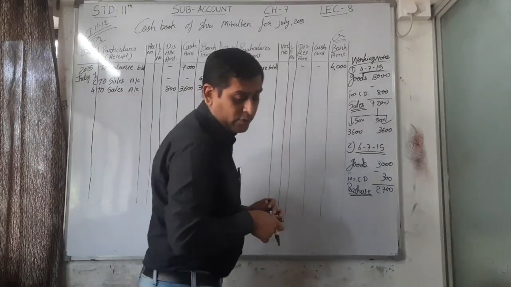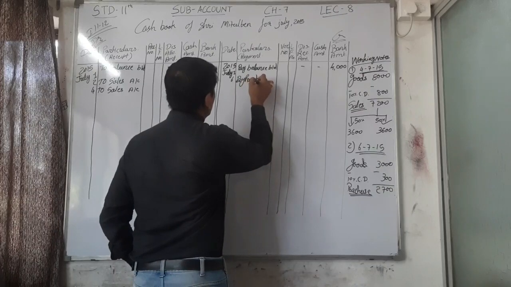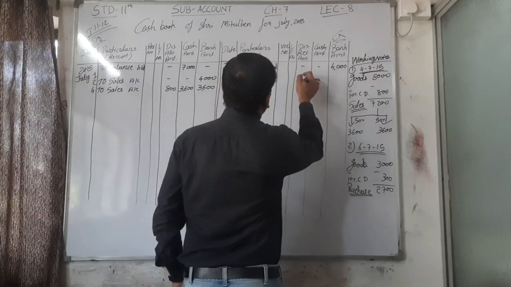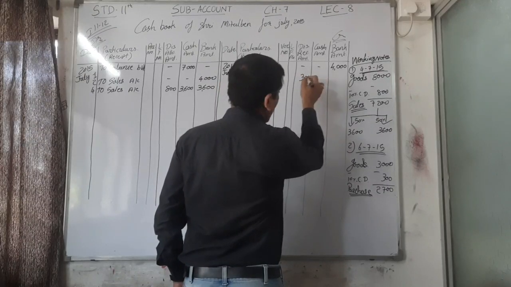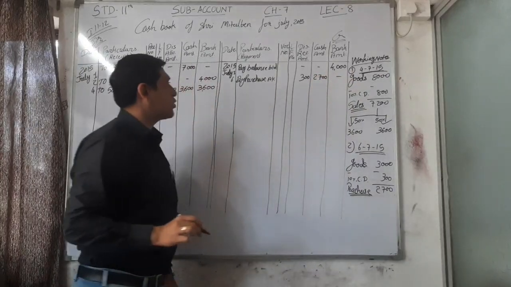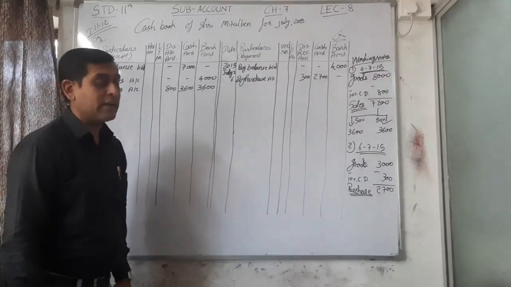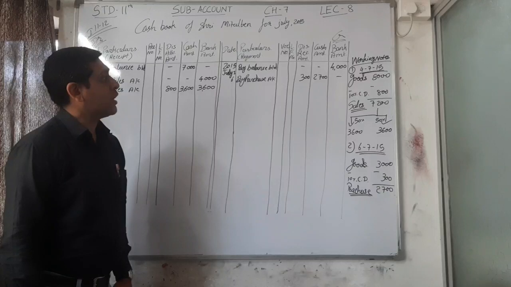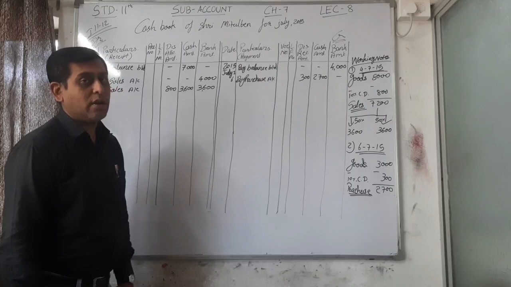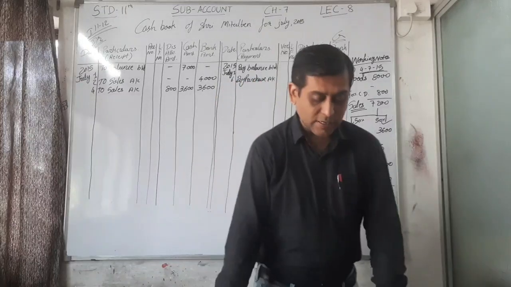So the date is 6th. By purchase account, discount received 300 rupees, cash paid 2700, and in the bank column dash. Again I repeat the entry. If it is wrong, please write down the correct entry. Purchase account debit 3000 to discount account 300 to cash account 2700. That is the sixth entry.